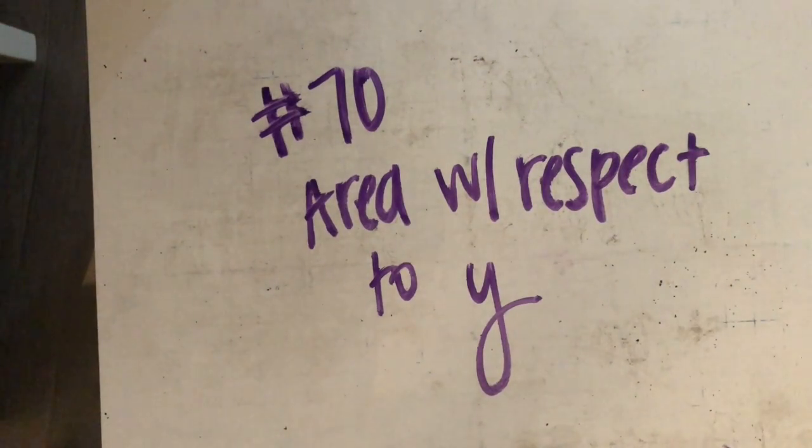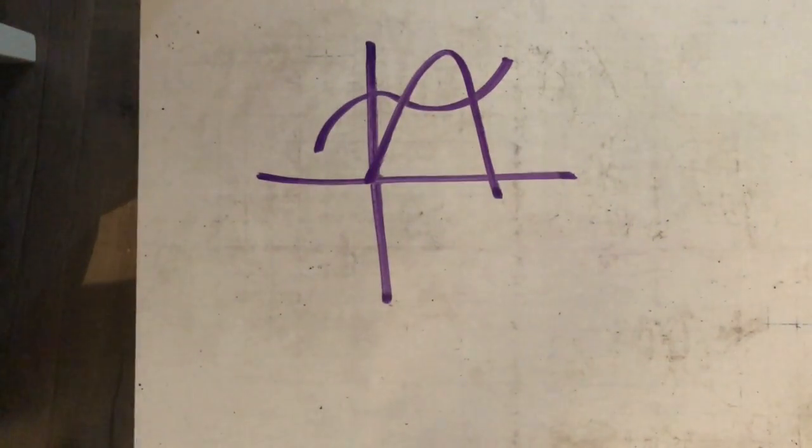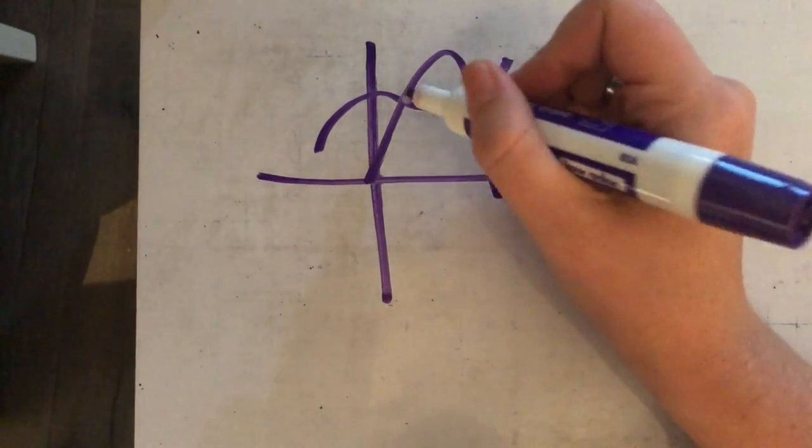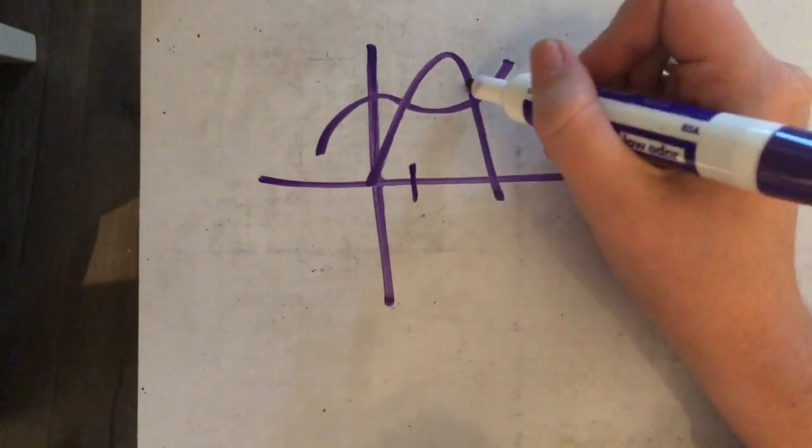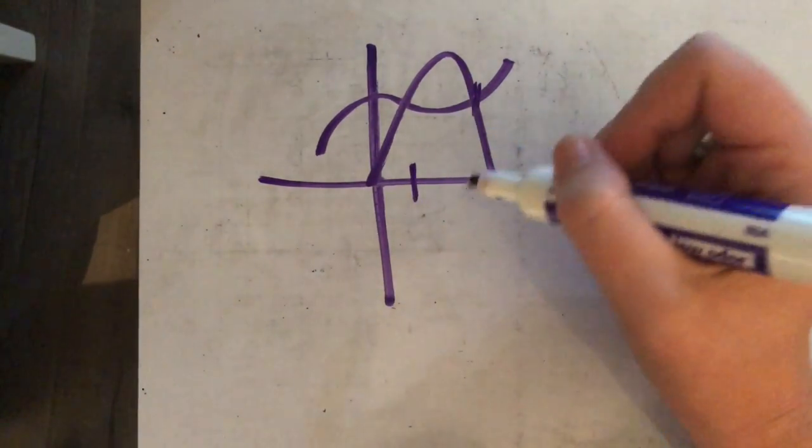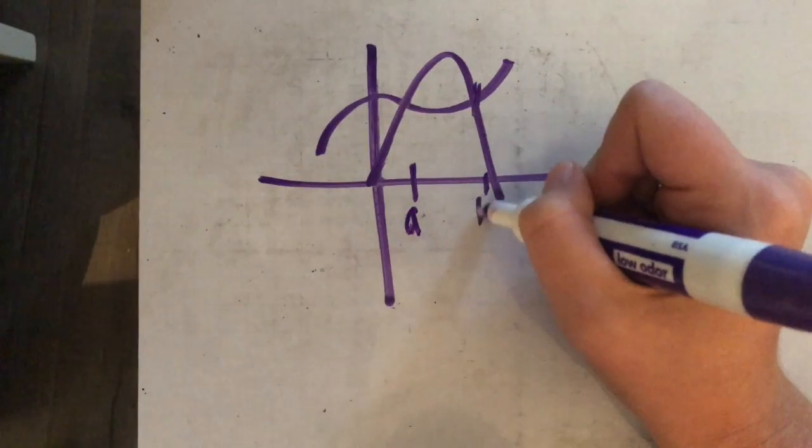Time for note card number 70, almost all the way through. We are at area with respect to y. So up until now, we have been doing area with respect to x, which means that we have been thinking about our boundaries in terms of x. So thinking about where they intersect at our x values, making this a and this b.